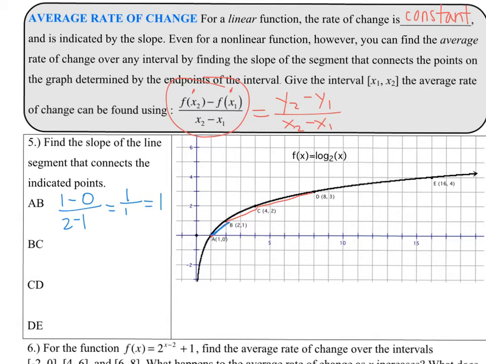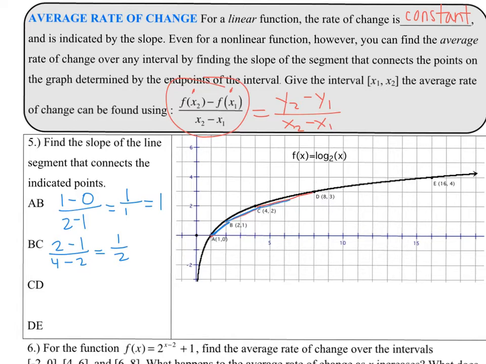For BC, that's this segment right here. Same thing, find the difference in the y values. So 2 minus 1 over the difference in the x values, 4 minus 2. So we get 1 over 2, or 1/2. So we can see it's becoming more shallow.